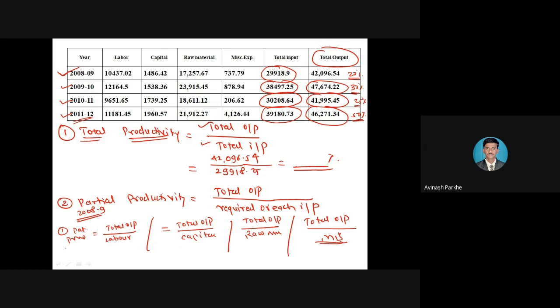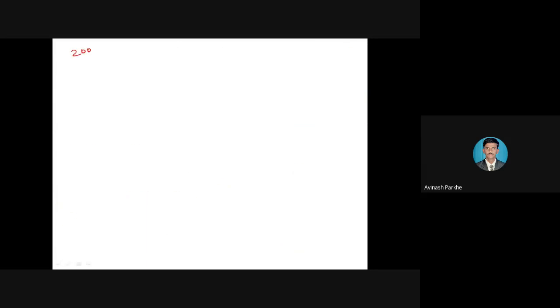in which I am calculating for the labor, then for capital, then for raw material, and then last for the miscellaneous. Similarly, for the next academic year 2009 to 10, the formula is the same.